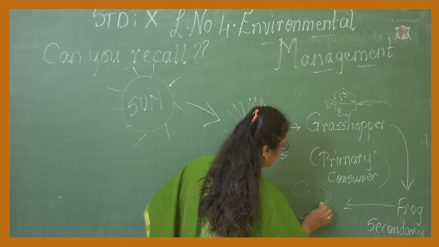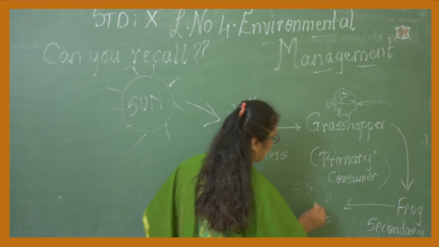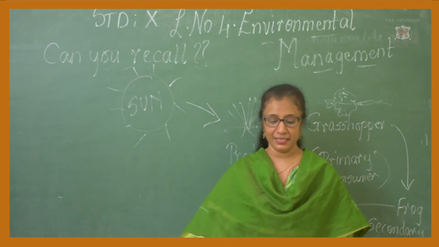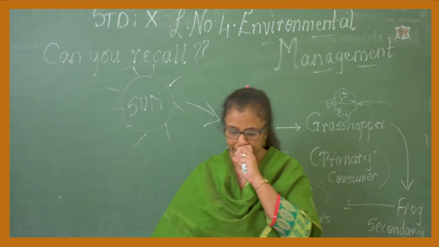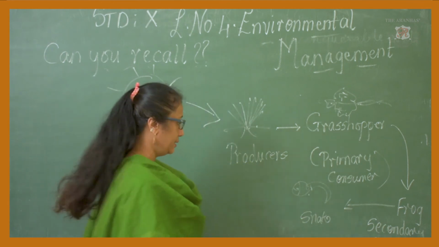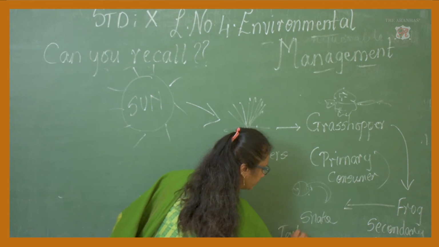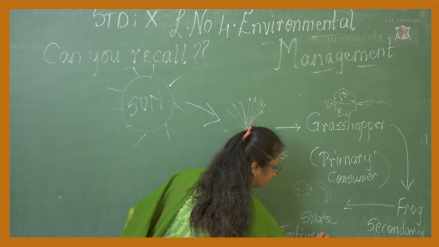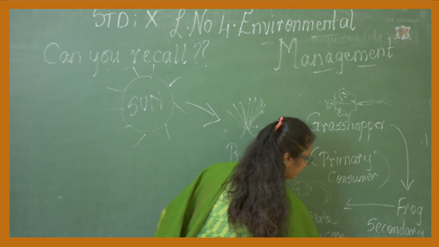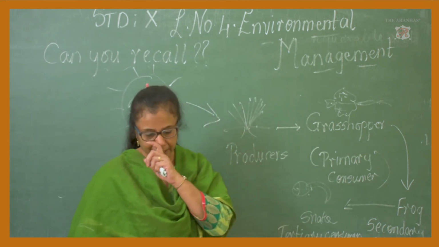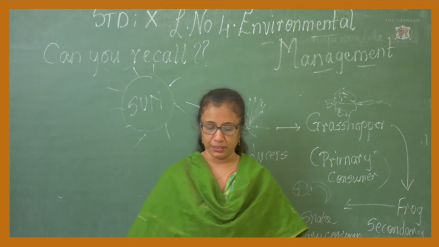Alright. So the snake. The frog is always eaten by the snake. So what does the snake become, children? The snake becomes the tertiary consumer.